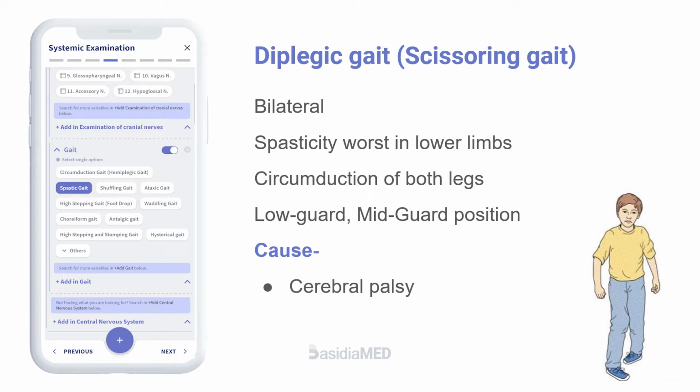Diplegic gait. Diplegic gait is also called scissor gait or spastic gait, caused by bilateral paraventricular lesions, such as cerebral palsy. Bilateral spasticity is worse in the lower limbs. The knees are forced together, leading to scissoring. To overcome this, the patient circumducts both legs during the swing phase. Flexor posturing of the elbows and wrist with shoulders and fingers in adduction is known as low guard or mid-guard position.